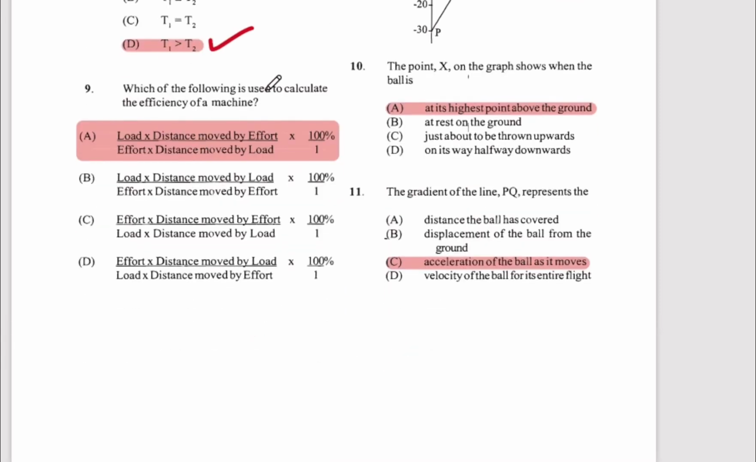Which of the following is used to calculate the efficiency of a machine? And that's load times distance moved by effort divided by effort times distance moved by load times 100%. So that's A.